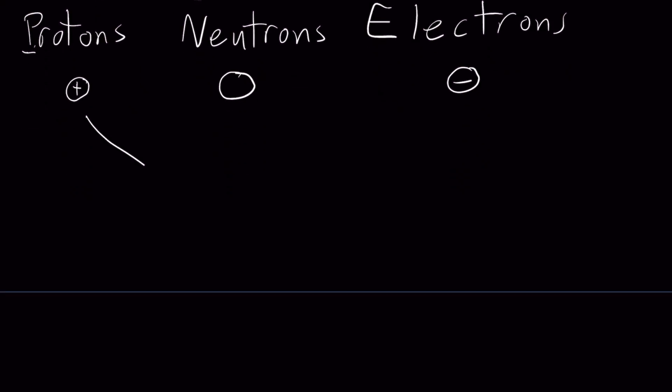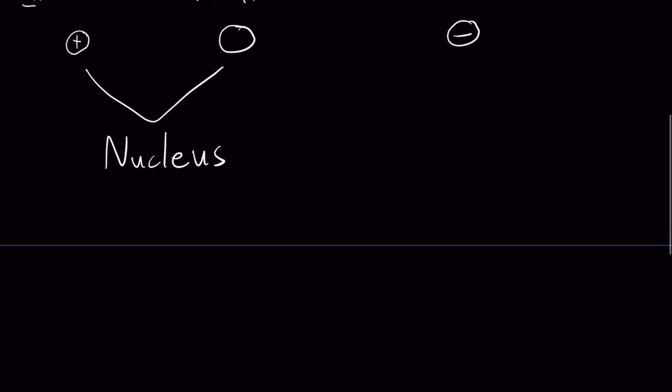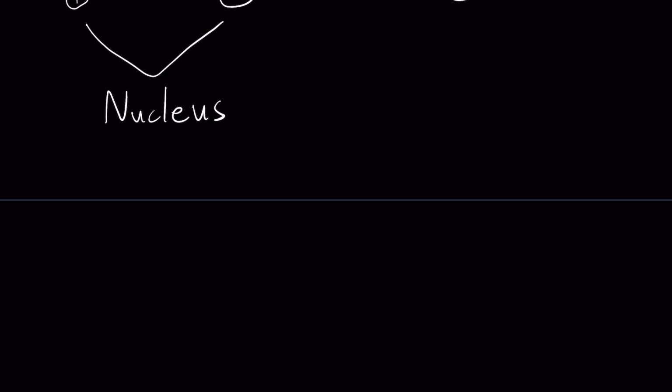Now these two are going to be found in the nucleus. The nucleus is just a little ball in the center with these neutrons and protons. They clump up here, and that's in the center of the atom. This is a nucleus right here.